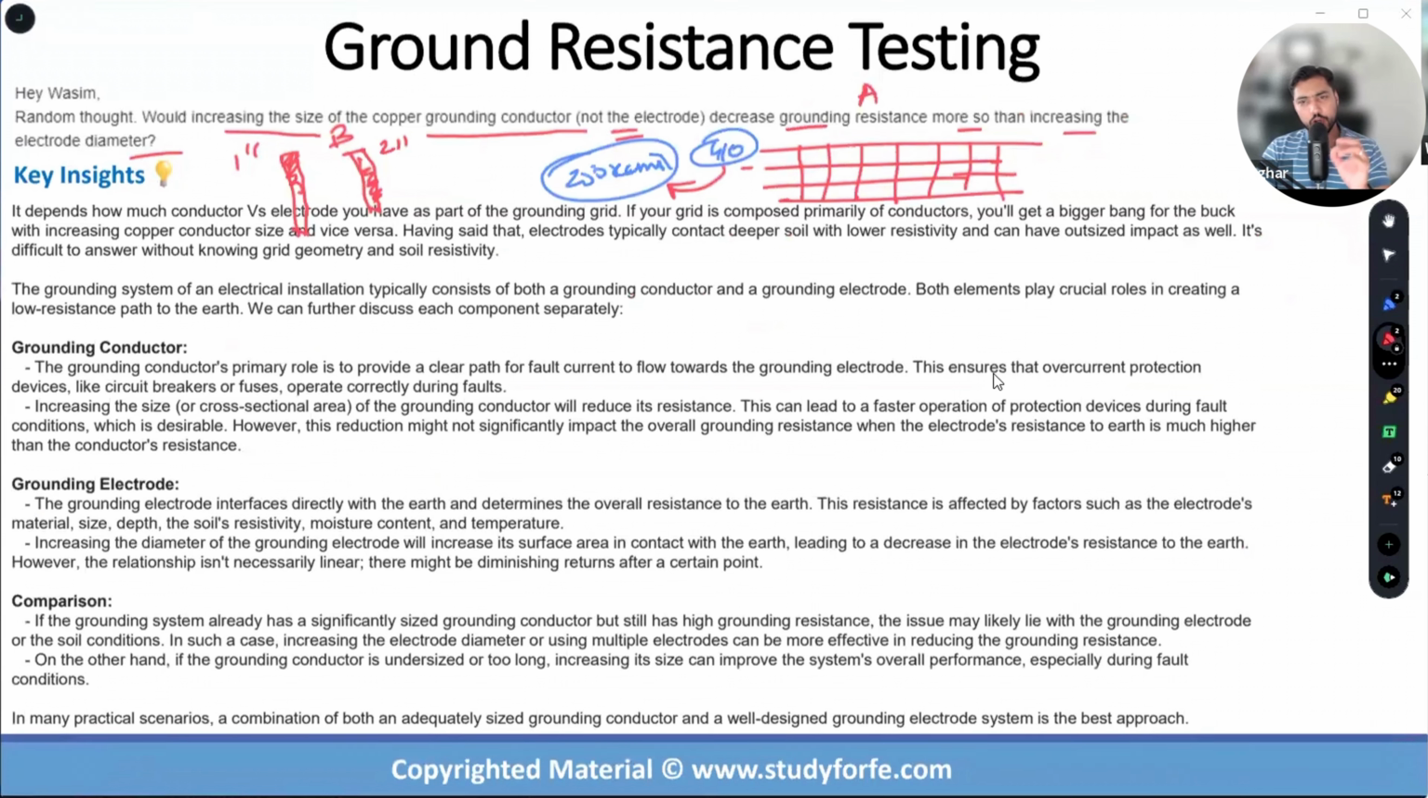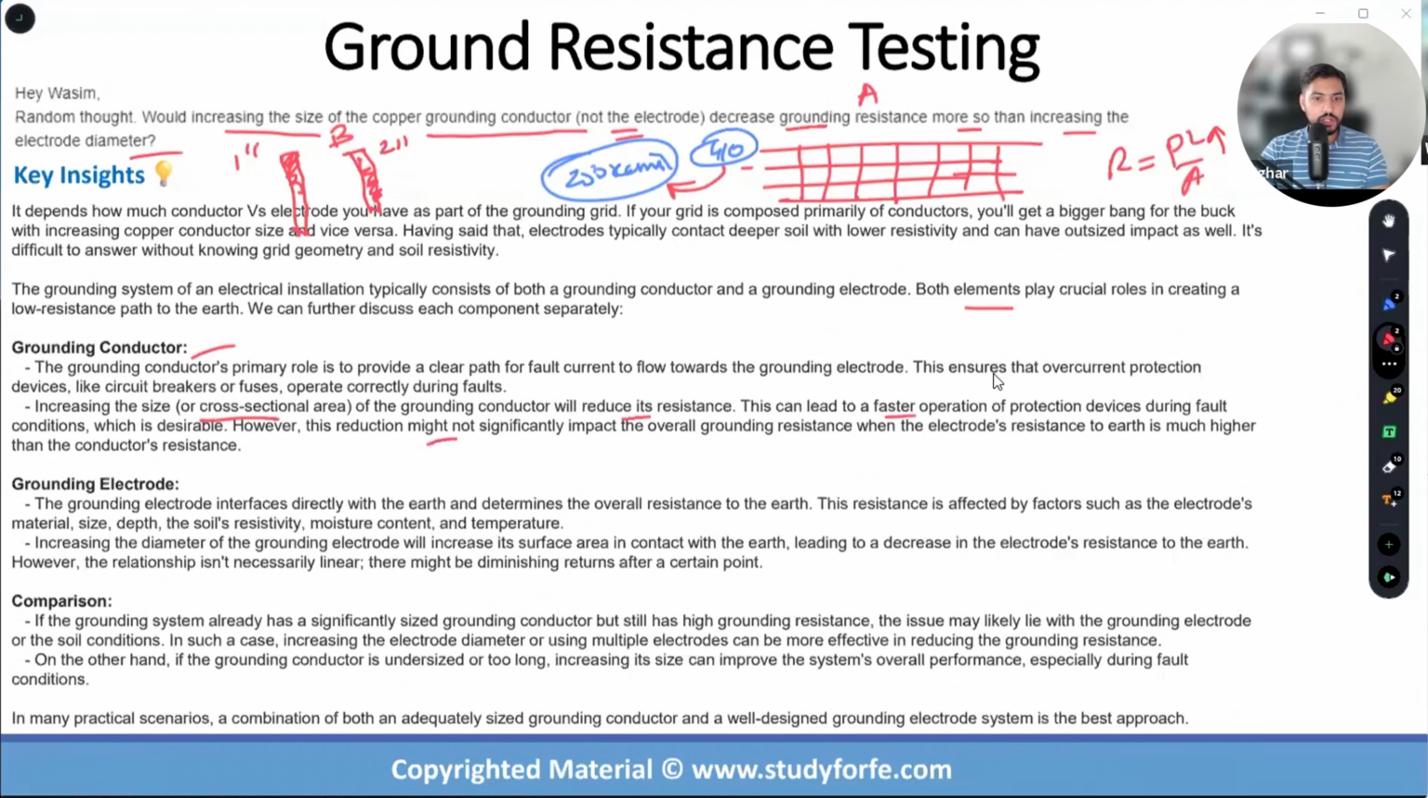Because if we use tiny copper wires, then the resistance of those tiny copper wires, R is equal to rho L over A, right, is going to be high, and that will basically impact the overall grounding resistance regardless. So the way that I answered this question is that both elements play a crucial role in creating low resistance. So if you talk about the grounding conductor, increasing the size of the cross section of the grounding conductor will reduce its resistance, right? This can lead to faster operation of protected devices.